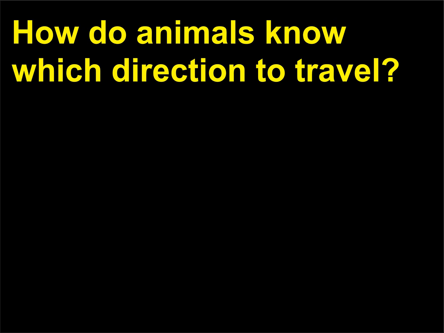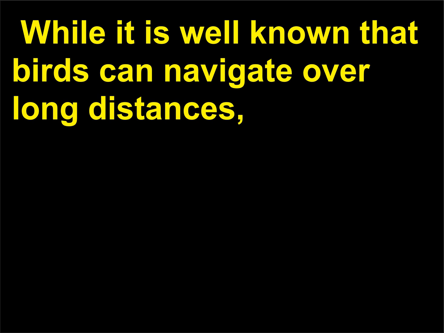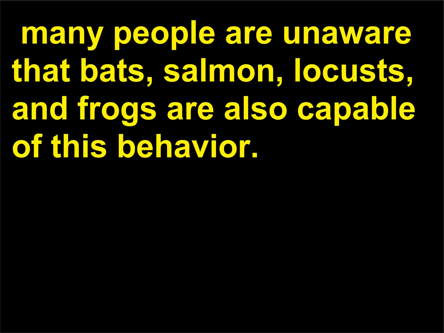How do animals know which direction to travel? The ability to navigate from one place to another is found among a diverse group of species. While it is well known that birds can navigate over long distances, many people are unaware that bats, salmon, locusts, and frogs are also capable of this behavior.